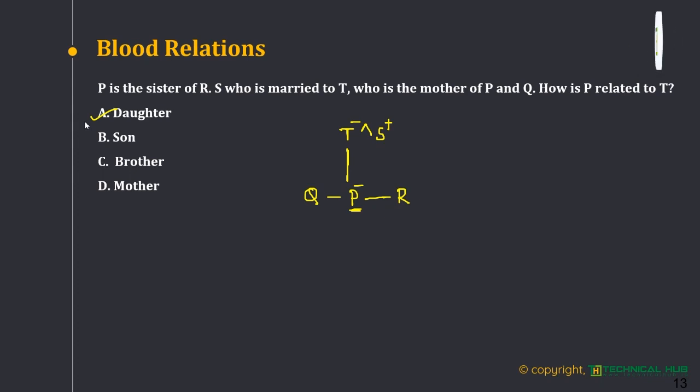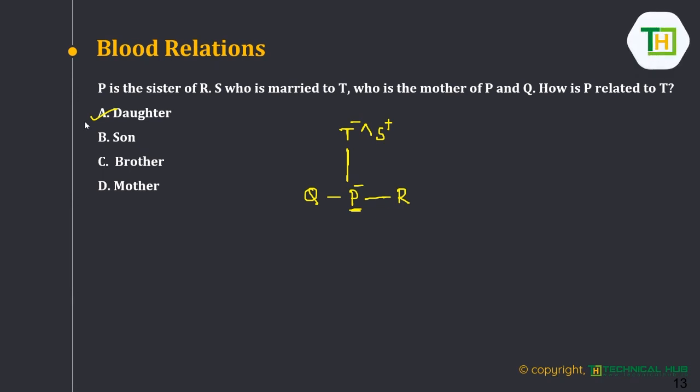Only son means one son. But P may be the daughter, right? Only son means one son. If a male person is saying that, then he will be that son. But if a female person is saying 'only son', it doesn't mean that there are no daughters. Son is only one, but there may be daughters.